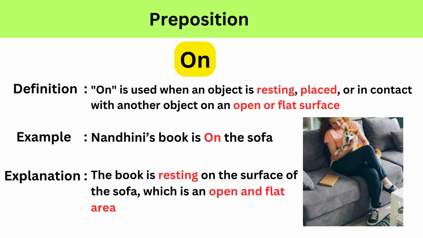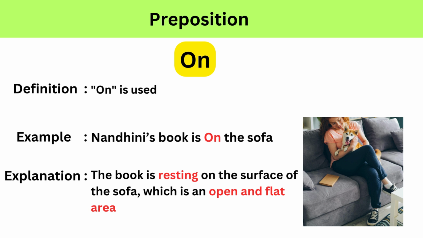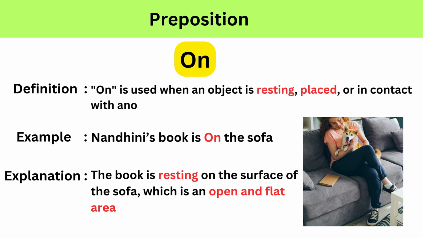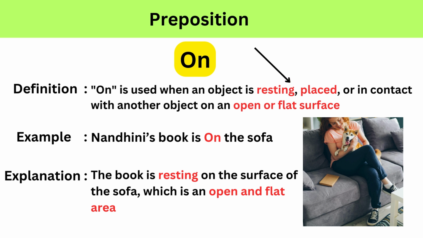Next one is on. On is used when an object is resting, placed, or in contact with another object on an open or flat surface. Here, the hint is resting, placed, open, or flat surface. For example, Nandini's book is on the sofa.